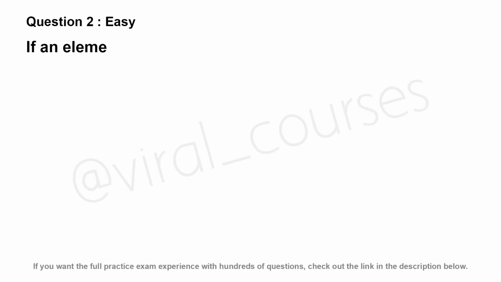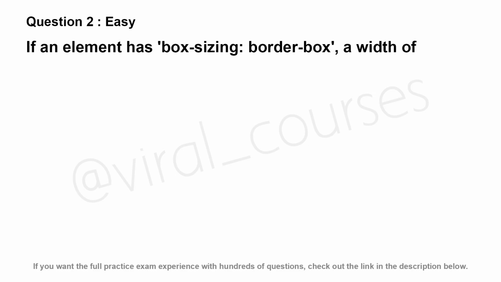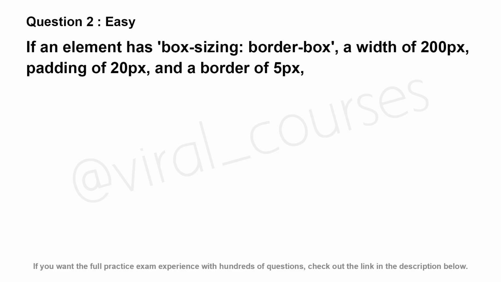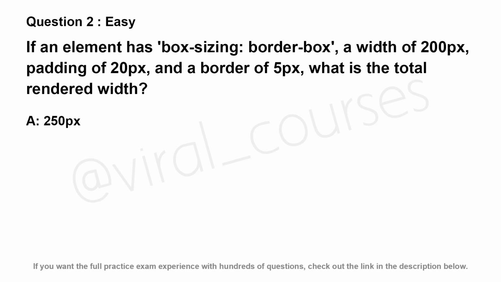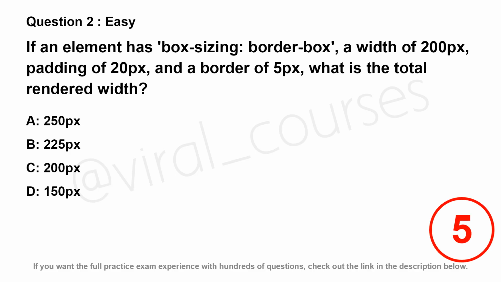If an element has box-sizing: border-box, a width of 200px, padding of 20px, and a border of 5px, what is the total rendered width? Option A, 250px. Option B, 225px. Option C, 200px. Option D, 150px.